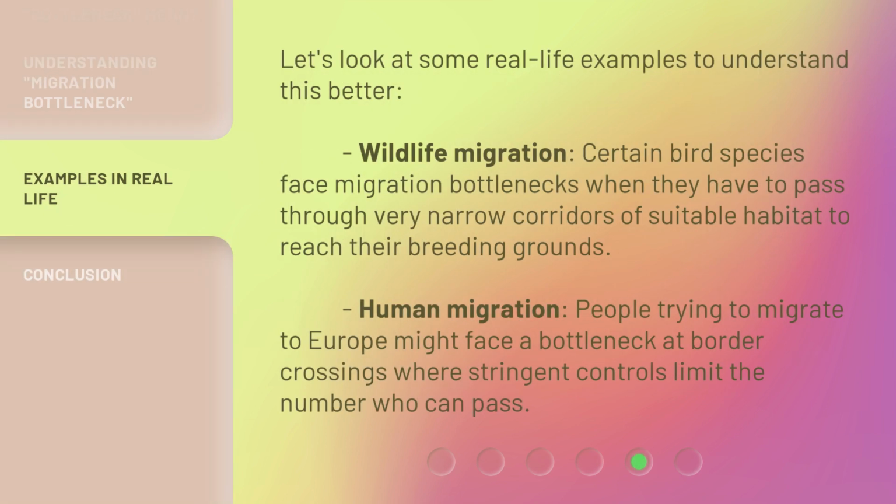Let's look at some real-life examples to understand this better. Wildlife migration. Certain bird species face migration bottlenecks when they have to pass through very narrow corridors of suitable habitat to reach their breeding grounds. Human migration. People trying to migrate to Europe might face a bottleneck at border crossings where stringent controls limit the number who can pass.